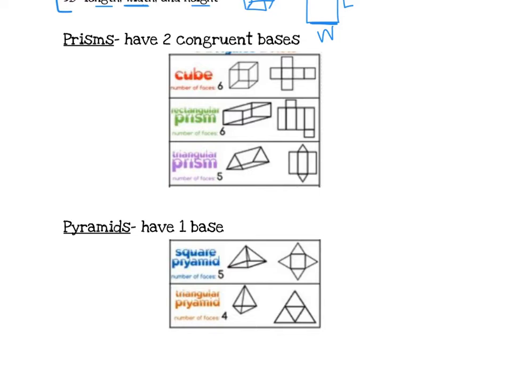Prisms are special because they have two congruent bases. A cube is going to be a type of prism. A cube is kind of its own special thing because all six faces, the flat surfaces, are congruent or equal on a cube. A cube is made up of 6 squares, basically.